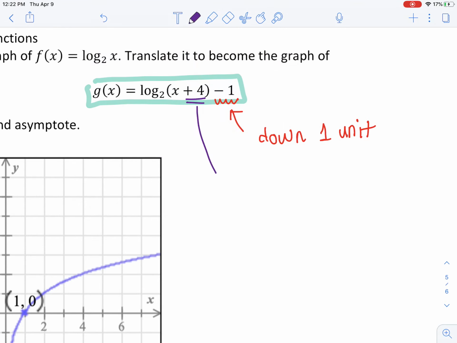What else? Look at this inside part. Adding 4 inside. Which direction will this adding 4 inside shift the graph? This will shift the graph, move 4 to the, what do you think?